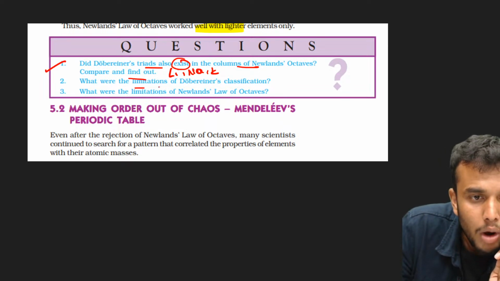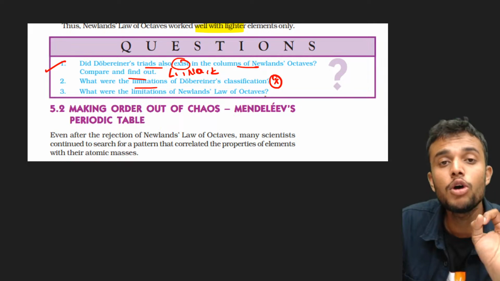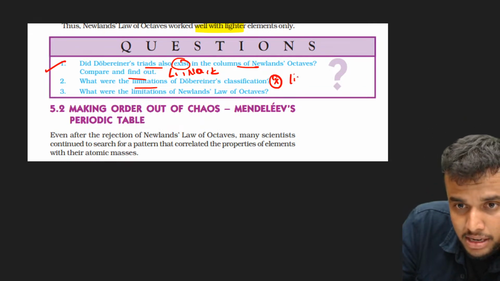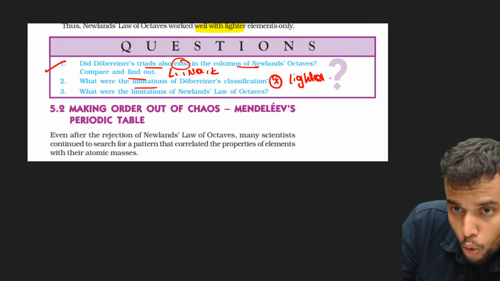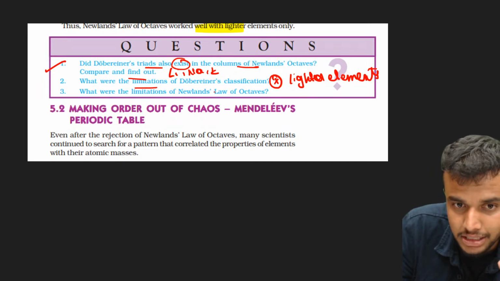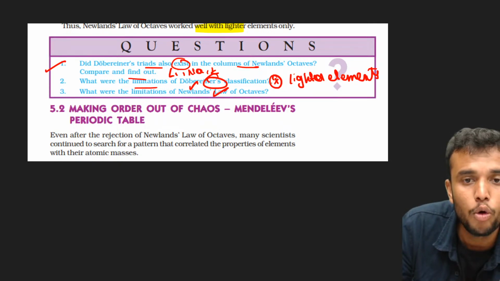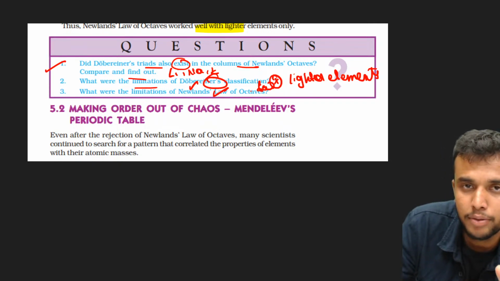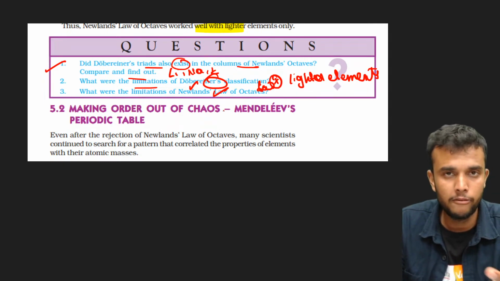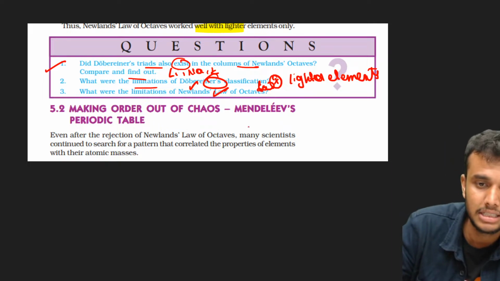Then, what were the limitations? Newlands' law of octaves is only applicable for lighter elements. Only it is applicable for lighter elements only. Right, my dear students? What were the limitations? Yes, both are done. It is only applicable to a few traits, but we don't have many traits. That's why the limitations we have already done.